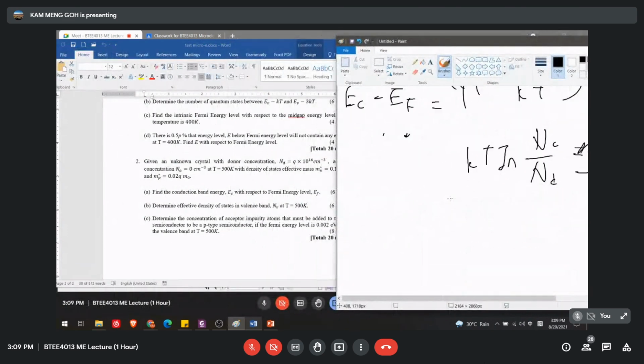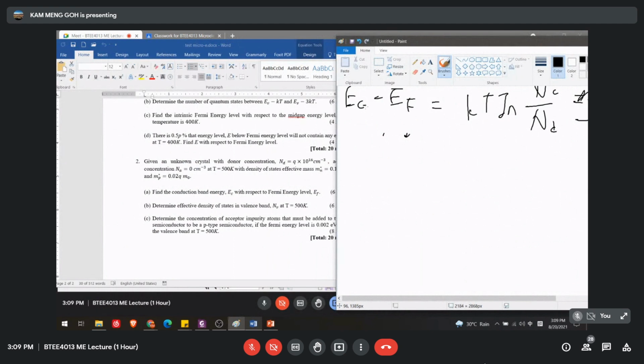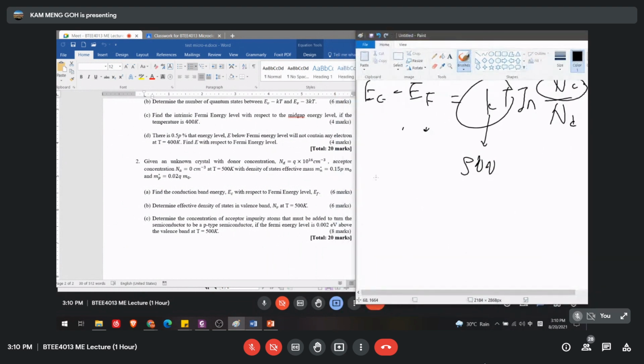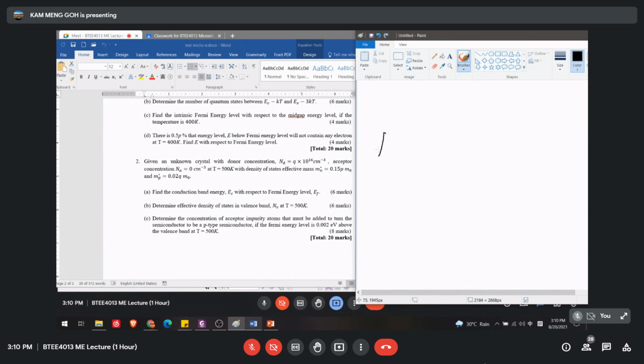And then the next one. So EC and EF, we don't know that. We need to calculate this. KT, given 500, so you need to consider 500 degrees. And then ln. The important thing is the NC. We don't know how to calculate the NC, but we are given some hints here. This is given, no worry. Then we need to calculate the NC.